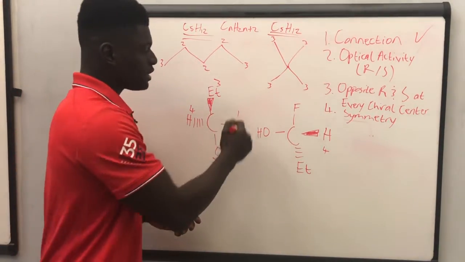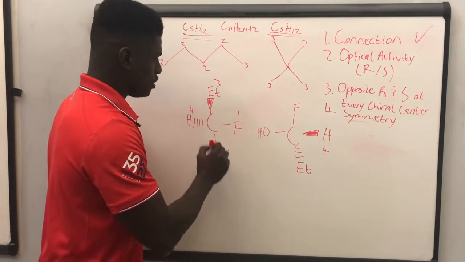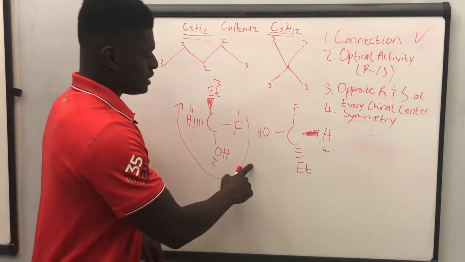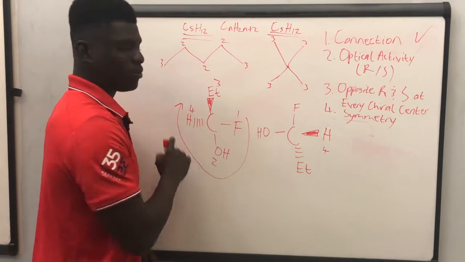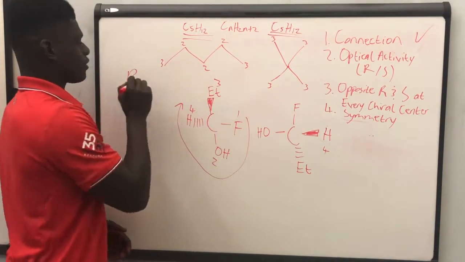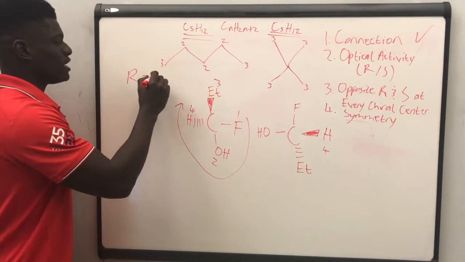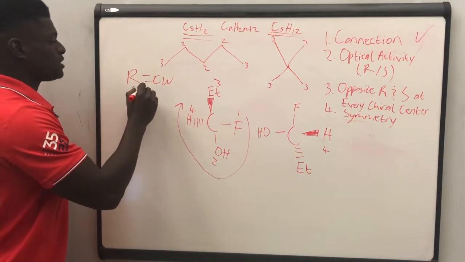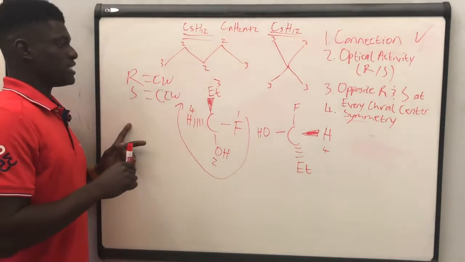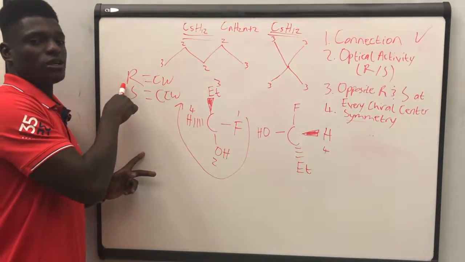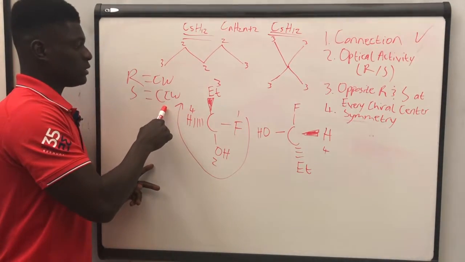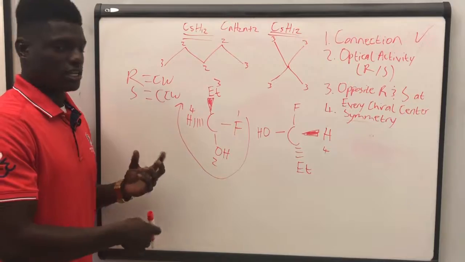Now we are going to follow the numbers, right? 1, 2, and 3. And we're going to draw an arrow starting from 1, 2, 3, all the way, right? Now notice this is going clockwise, right? So when things are going clockwise, we give that an R configuration. So clockwise equals R, and S equals counterclockwise. One of the ways that I like to remember this is that R is one letter less than S. Clockwise is one letter less than counterclockwise if you put it in an abbreviated form.